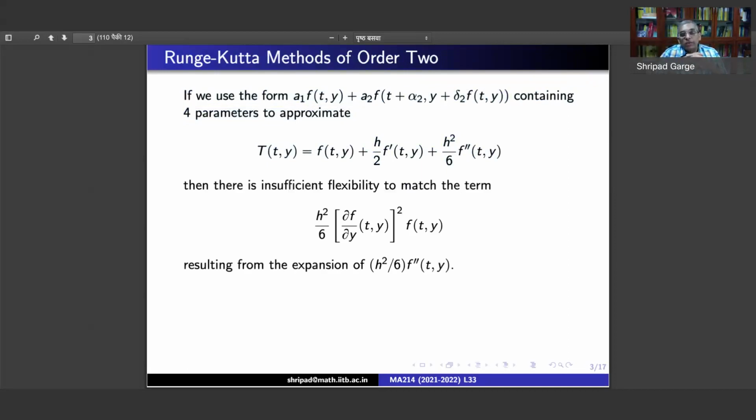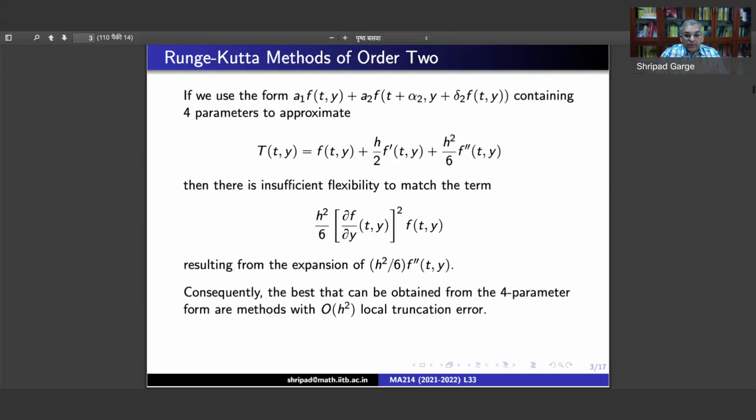So there is no way we can compute and equate this particular one. So this is the h square by 2. If we could also have determined the h square by 6 thing, then our order of the error would have been h cube. But that is not possible. So consequently, the best that can be obtained from this particular 4 parameter form are methods with big O of h square local truncation error. You cannot go beyond h square.